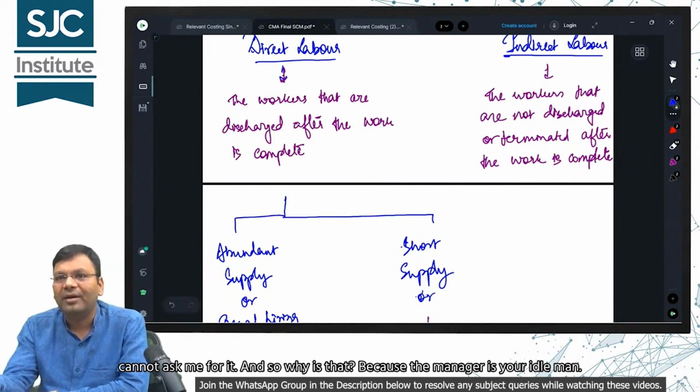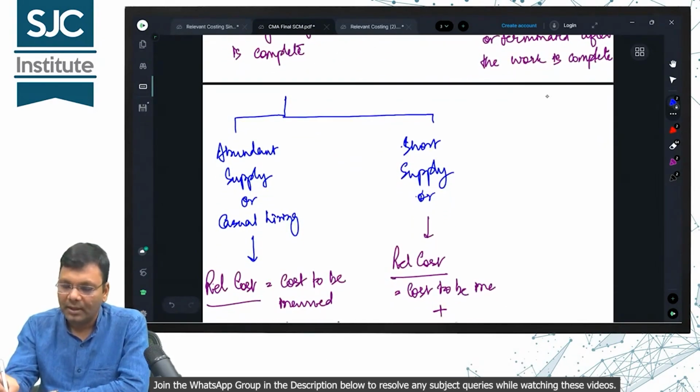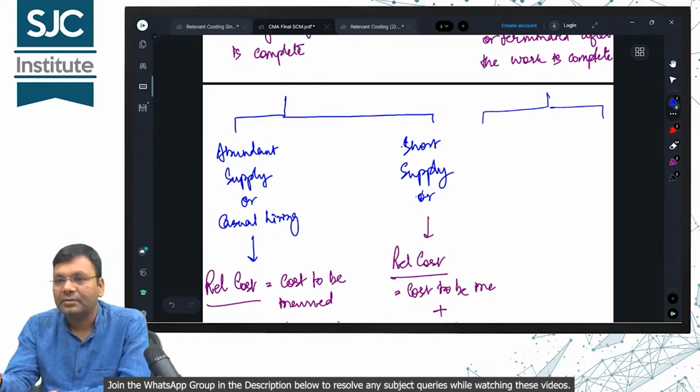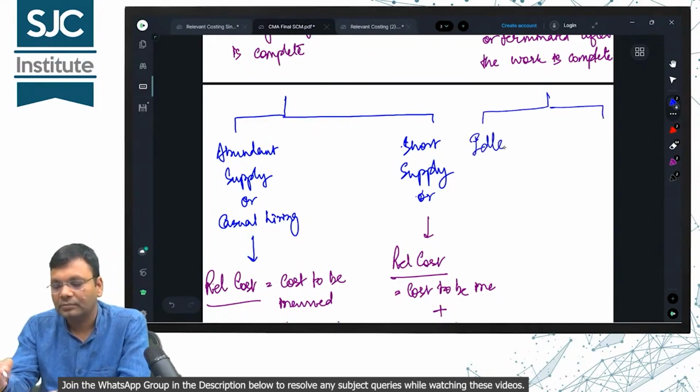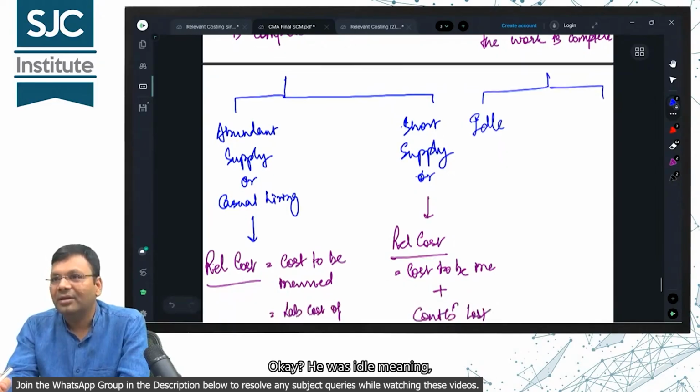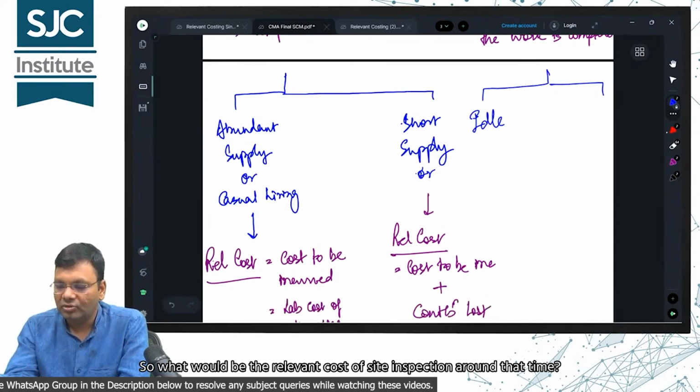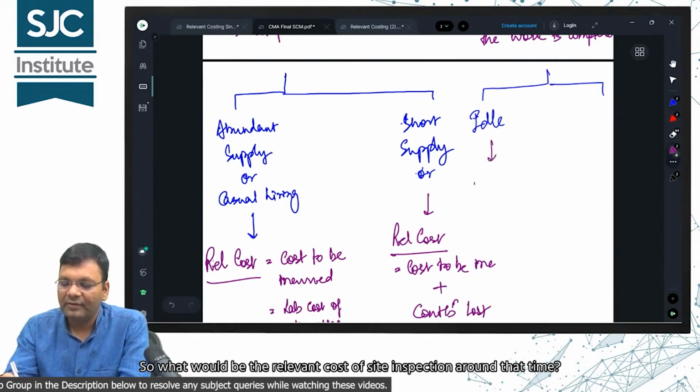And why is that? Because the manager is your idle man. So here again, there are two cases. Either the manager was idle. Okay, he was idle, meaning he sat idle. So what would be the relevant cost of site inspection around that time?